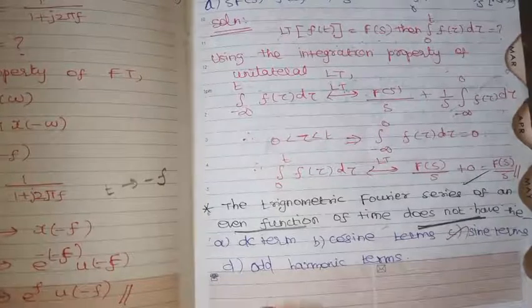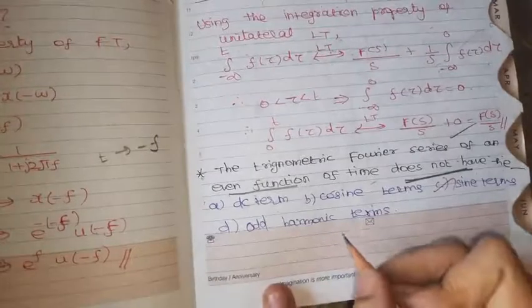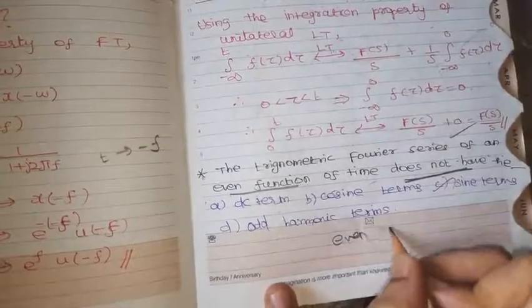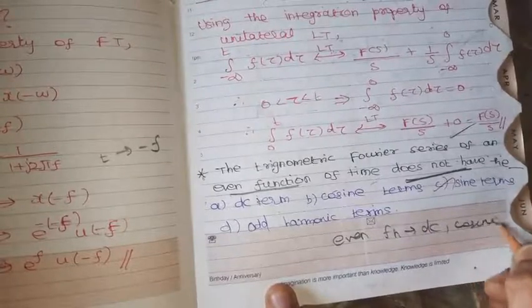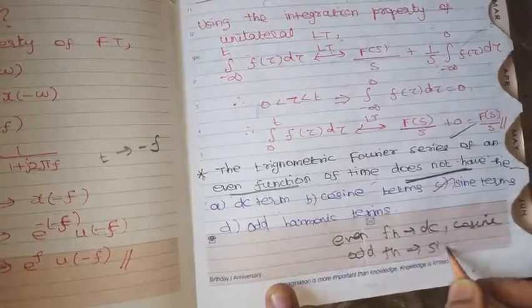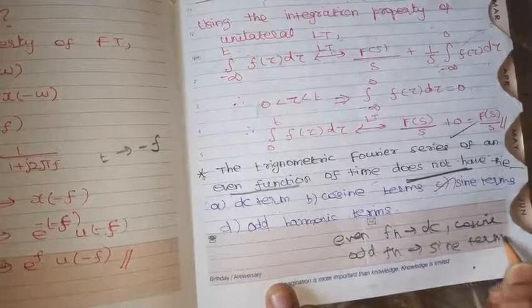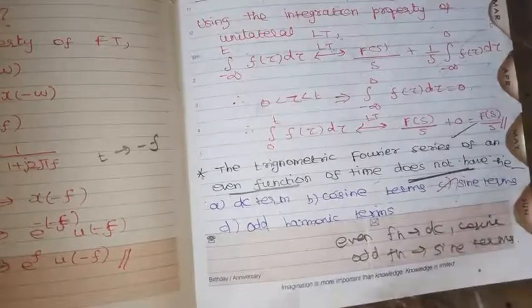Even function have only DC term and cosine term. Okay, this is very important. Fourier transform of even function having only DC and cosine terms. Odd function will have sine terms. Okay, so even function does not have sine terms.